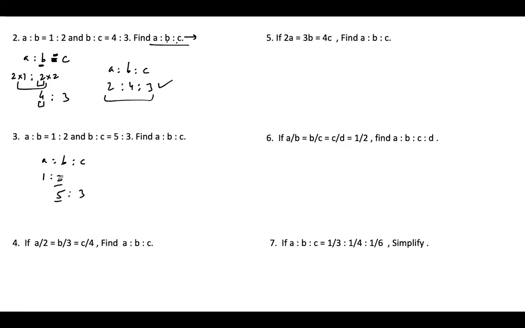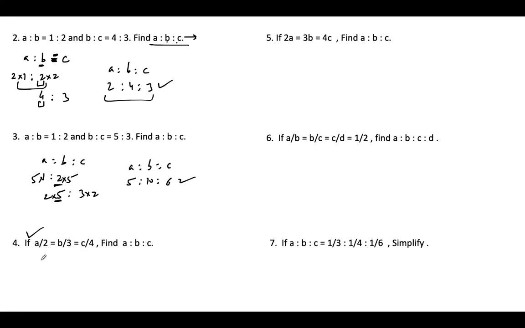How will you make 2 and 5 common? Lowest common multiple, 10. Into 5 and into 2. So the ratio comes out to be 5 is to 10 is to 6. Very good. Similarly, how should I deal with this?